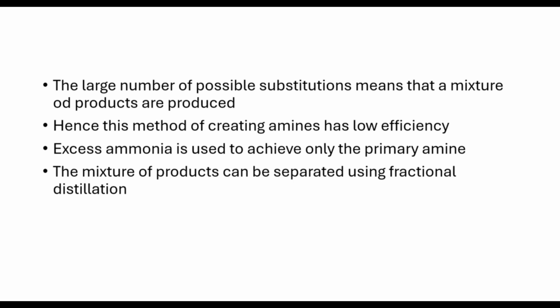And so excess ammonia is used to achieve the primary amine. This method is not as efficient as possible. It's not going to get you a higher yield, which ideally, if you're trying to be more profitable, you want the highest yield possible. The mixture of products can be separated using fractional distillation at the end, so it's a bit of a long process.